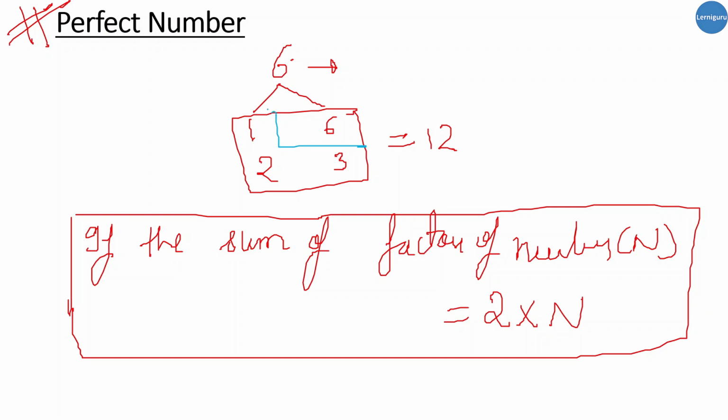So in some books you will also get this definition, that the sum of the factors excluding the number, that is equal to the number. Those numbers are called perfect numbers. So if you exclude 6 here, you'll get the sum 6. So in some books, you'll get this definition also. This is also fine. There is no issue.